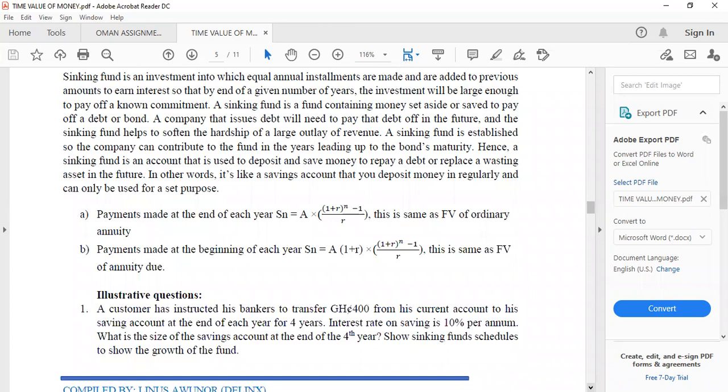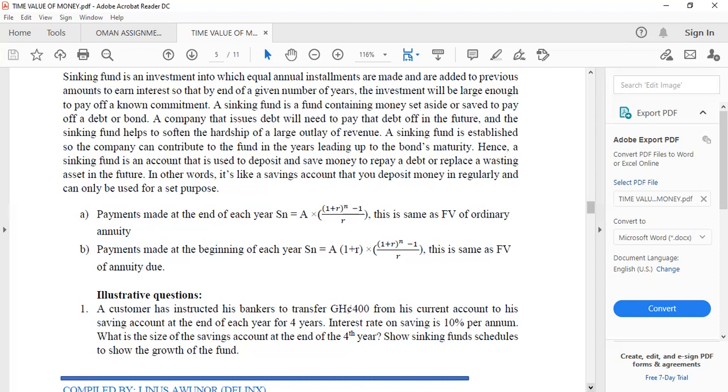So if payments are made at the end of each year, the sinking fund amount is equal to the amount you'll be depositing at the end of every year times (1 + r)^n minus 1, all divided by r. This is the same as the future value of an ordinary annuity. If it is at the beginning of each year, we use the future value of annuity due.